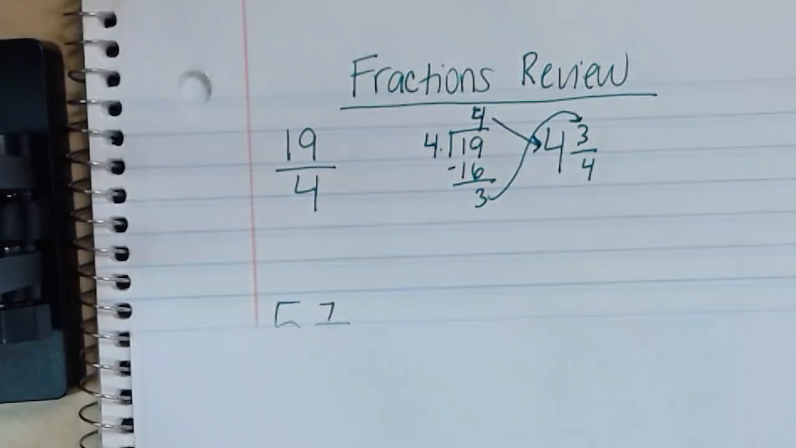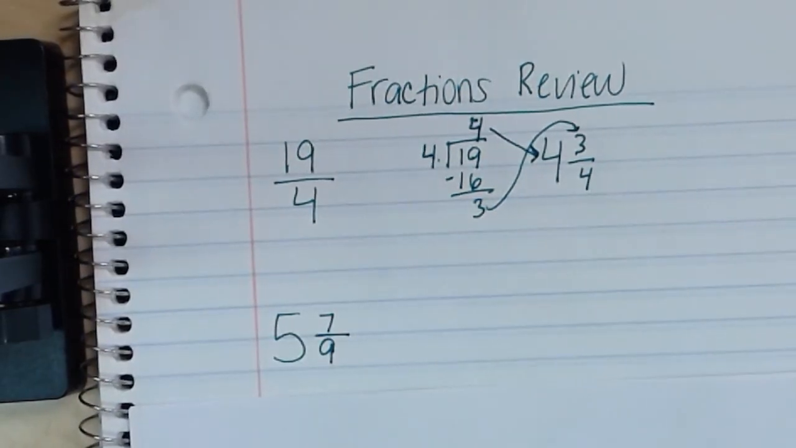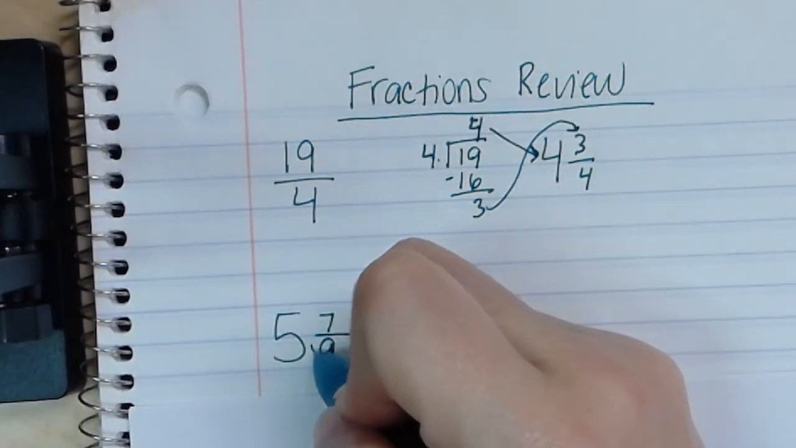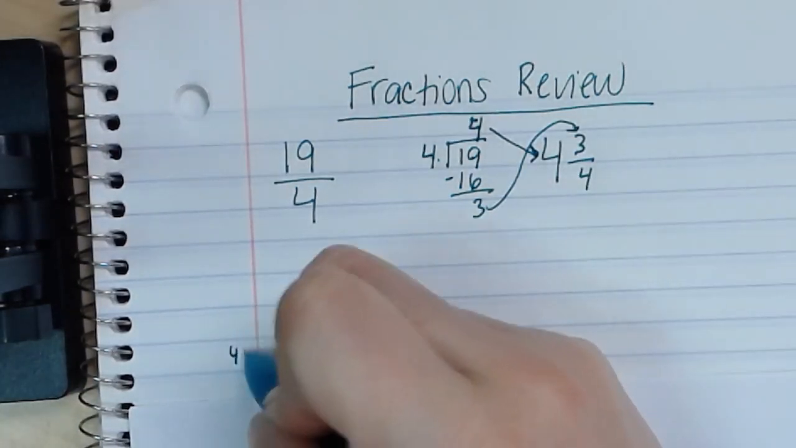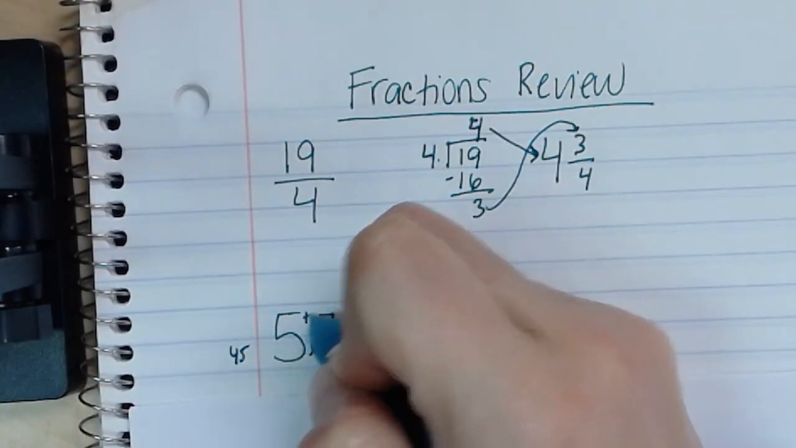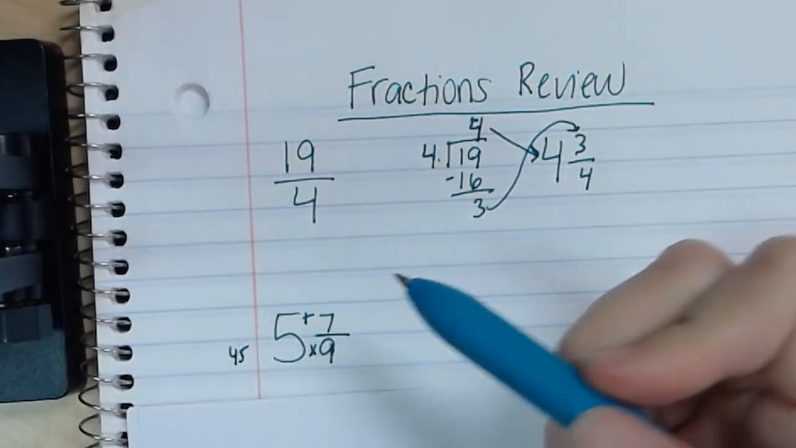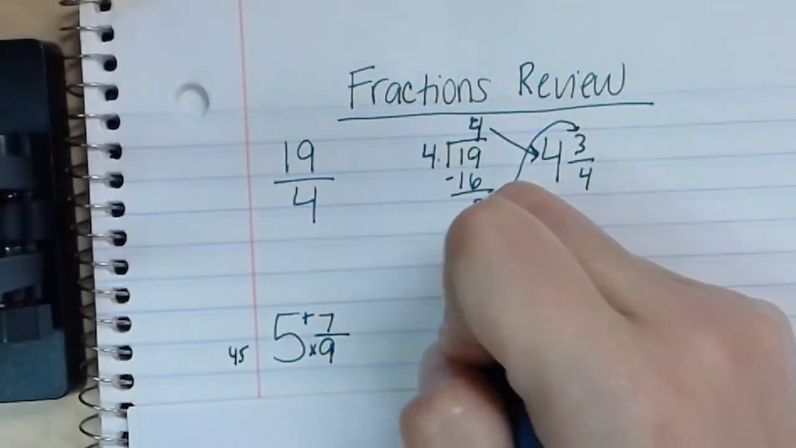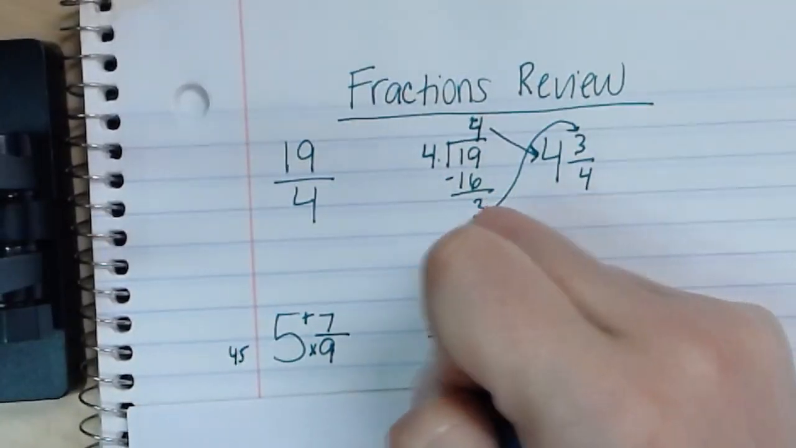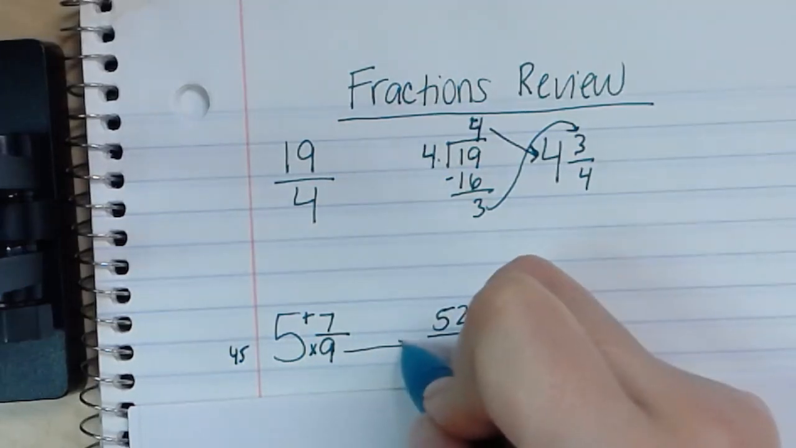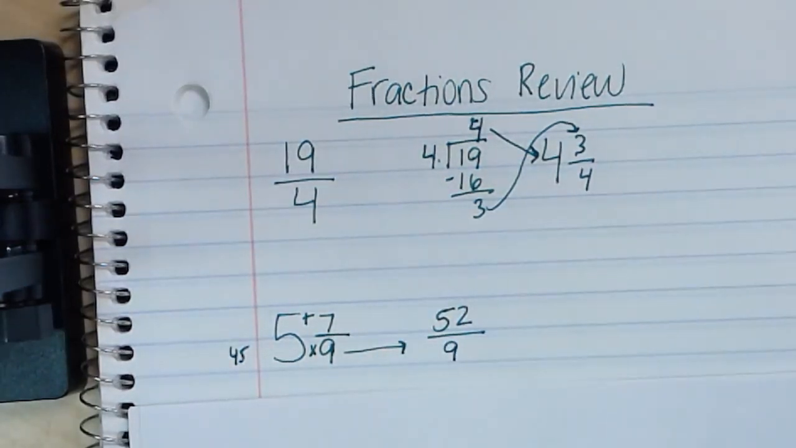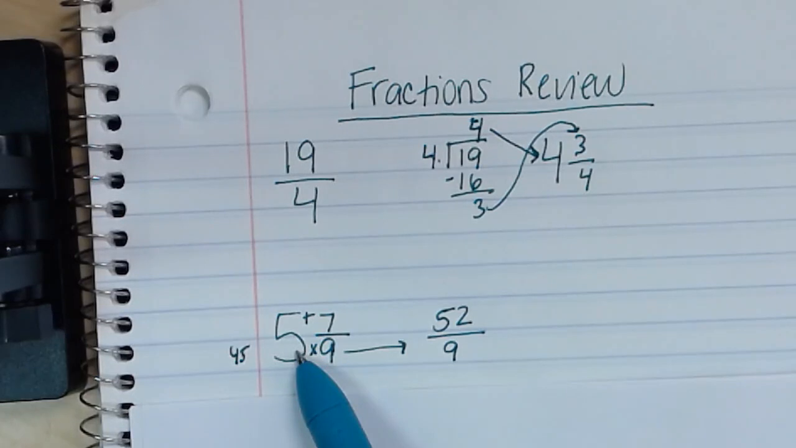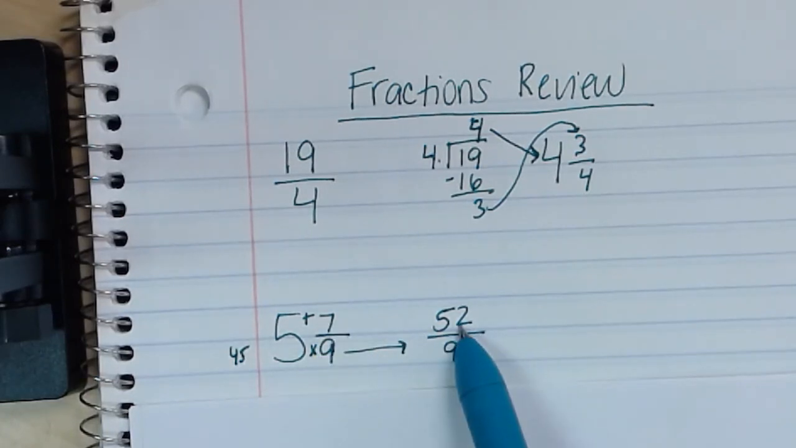Okay. The next kind of problem is the opposite, going from a mixed fraction to improper. So 9 times 5 is 45 plus 7. 45, 46, 47, 48, 49, 50, 51, 52. 52 over my denominator stays the same. So 52 over 9. 9 times 5 is 45 plus 7 is 52 over the same denominator.